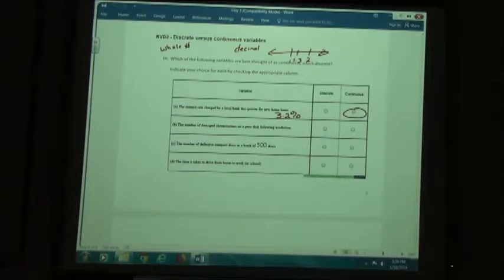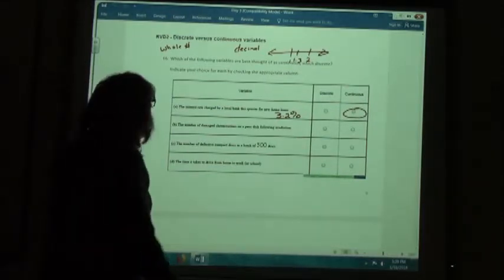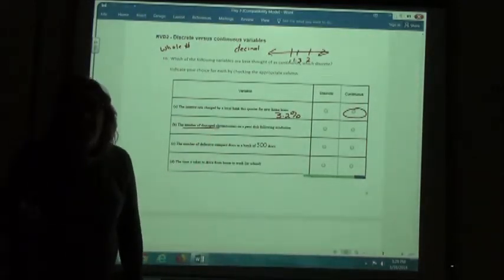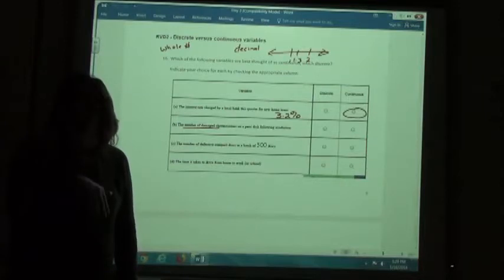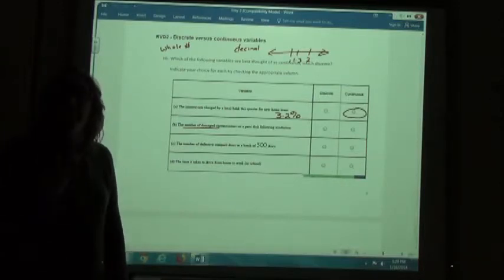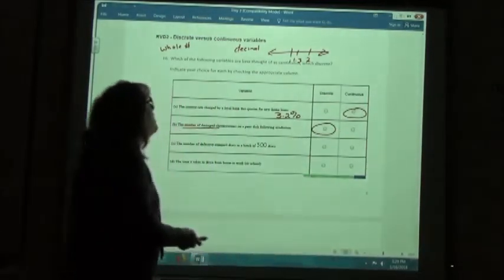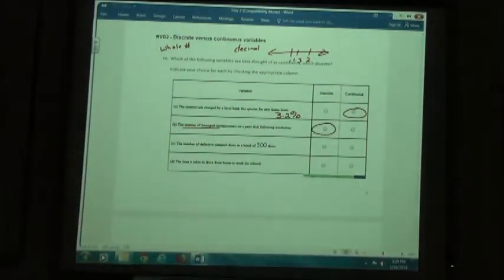The number of damaged chromosomes on a petri dish following irradiation. The number of damaged chromosomes. I'm not going to have a half a damaged chromosome. Either it's damaged or it's not. So it's something I'm going to count. How many of them were damaged, it's going to be a discrete number. It's going to be a whole number answer.